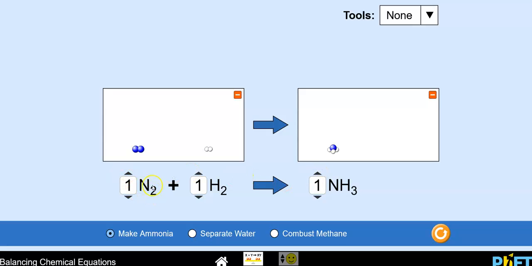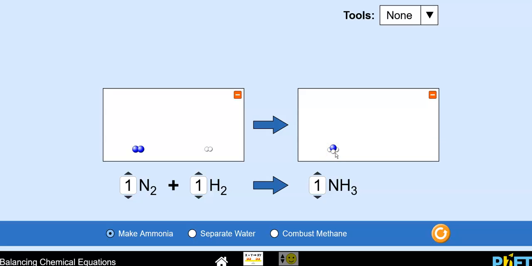We've got one nitrogen molecule here, so it's diatomic, so there are two nitrogen atoms. We've got one hydrogen molecule that's also diatomic, so there are two hydrogens here. You can tell the hydrogens from the nitrogens based on the color scheme. The little white spheres represent the hydrogen atoms, the blue ones represent the nitrogen atoms. And over here on the product side, we have one molecule of ammonia with the formula NH3, so there's one nitrogen in there, and three little hydrogen atoms.